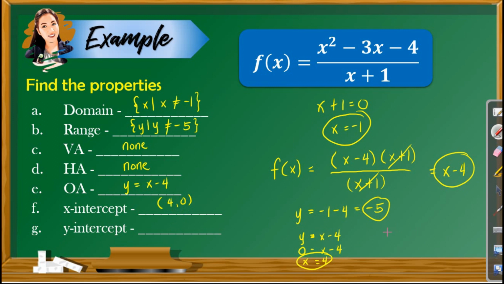As for the y-intercept, using y is equal to x minus 4, we need to let x be 0. So we have y equals 0 minus 4. This gives us y equals negative 4. This means the y-intercept is x is 0 and y is negative 4. For you to be able to check if these properties that we have written are all correct, we should look at the graph of this function.